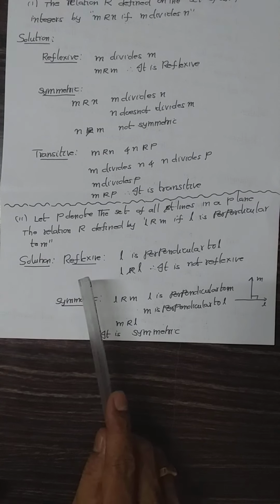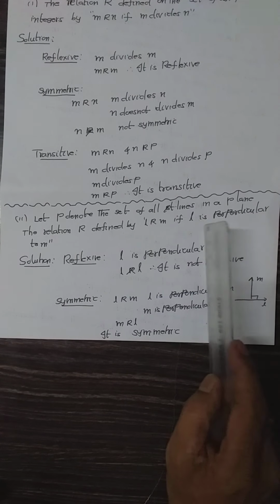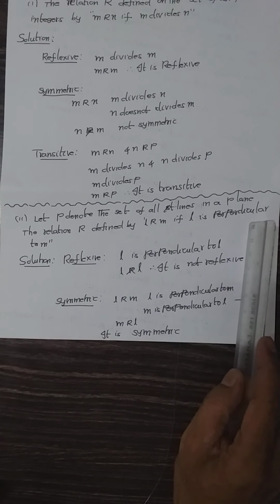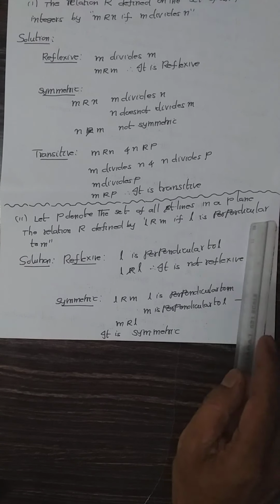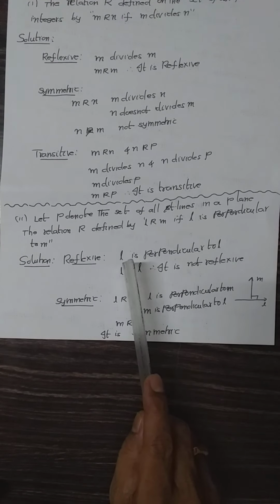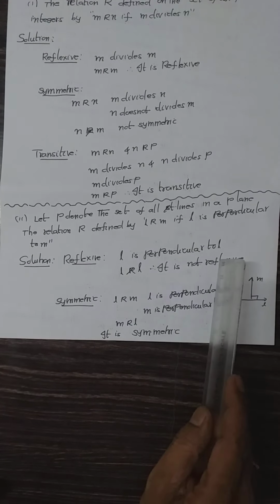So first we will see reflexive. Reflexive, what I told: statement and then relation. So what is the statement they have given? L is perpendicular to M. But in reflexive, both should be the same. So L is perpendicular to L. That is the statement you have to check. So in general, L is perpendicular to L.